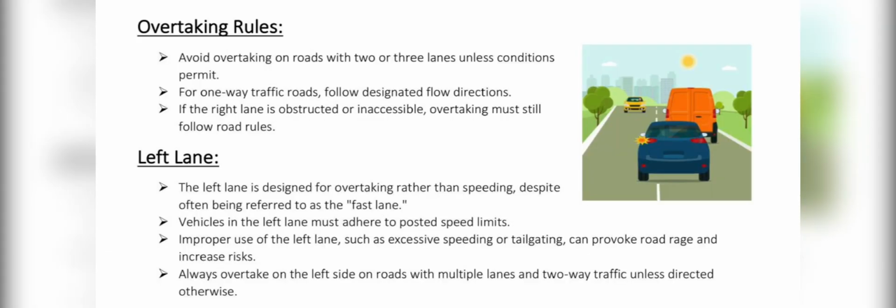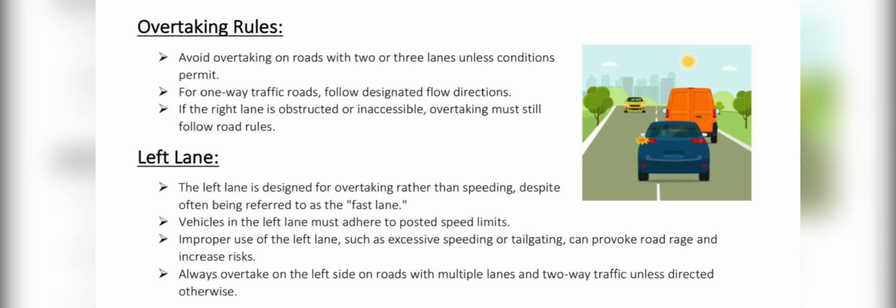Overtaking rules. Avoid overtaking on roads with 2 or 3 lanes unless conditions permit. For one-way traffic roads, follow designated flow directions. If the right lane is obstructed or inaccessible, overtaking must still follow road rules.